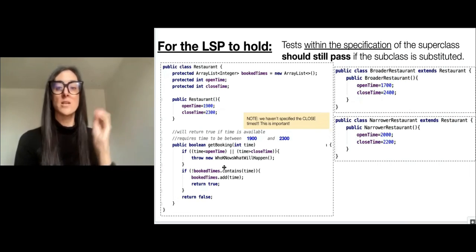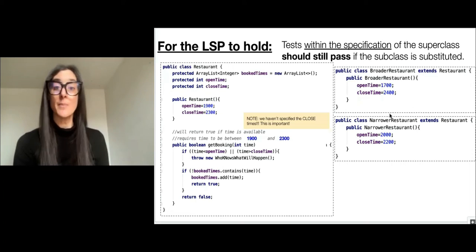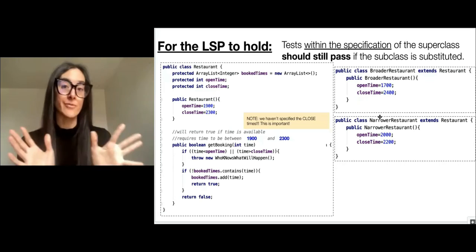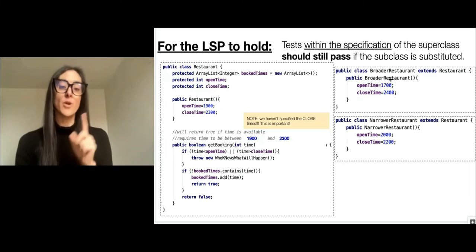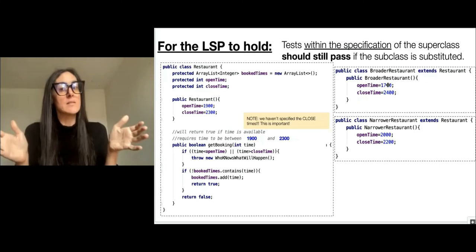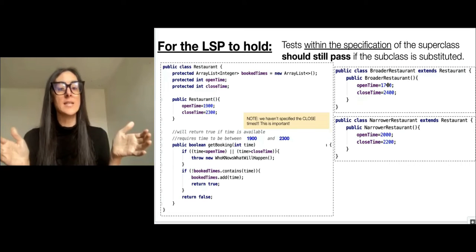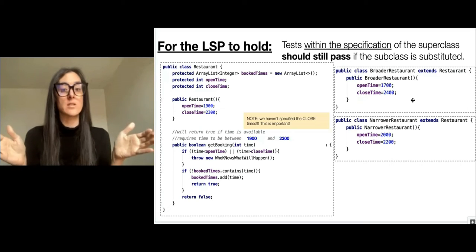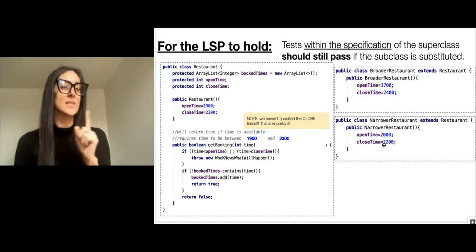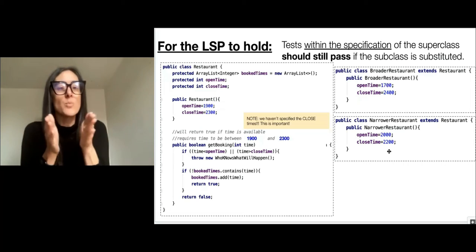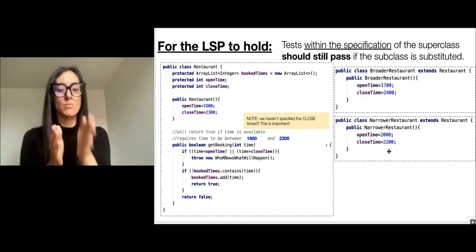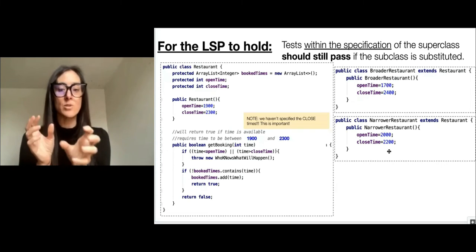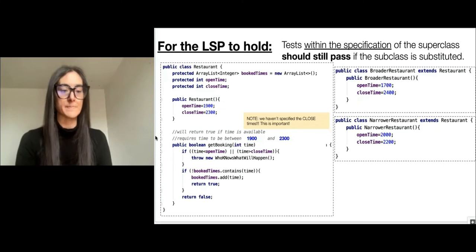Okay, so then we might have another couple of restaurants, and those restaurants have different opening hours. The broader restaurant is open a little bit wider than the regular restaurant. It's open from 1700 to 2400, a bit of an earlier start and later stop. Whereas the narrower restaurant is open for a narrower range of time, from 2000 to 2200 hours.